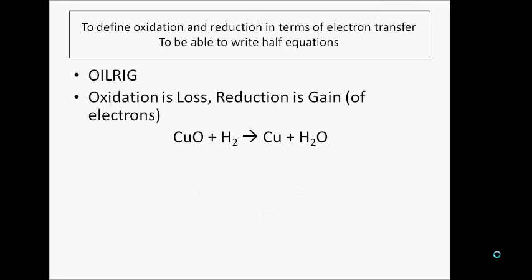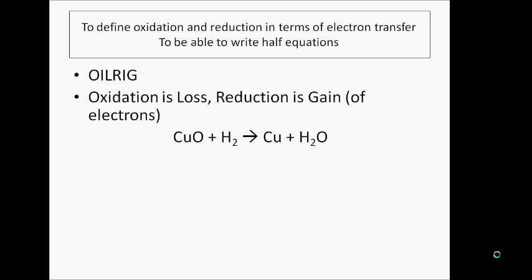So now we can do this with the second equation that we looked at as further practice. Again, just to remind you, we had copper oxide reacting with hydrogen, and that gave copper, and it also gave water. When we looked at this in terms of oxygen gain or hydrogen loss, we said that the copper oxide had lost oxygen. Because the copper oxide had lost oxygen, it had therefore been reduced.